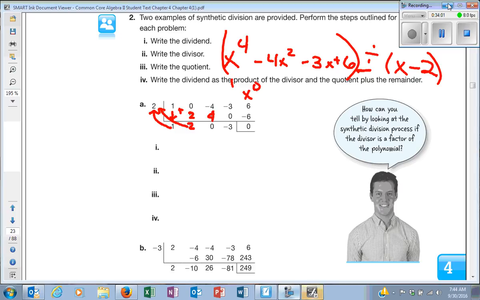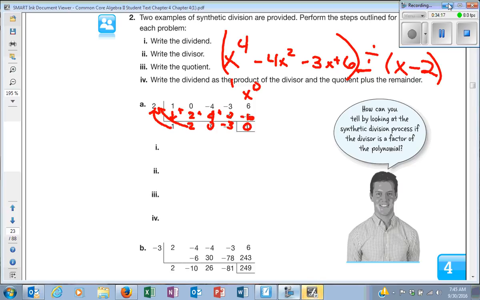Times 2 is 4. 4, remember, I'm adding. A negative 4 and a positive 4 become 0. 0 times 2 is 0. Add these together. Negative 3. Negative 3 times 2 is negative 6.